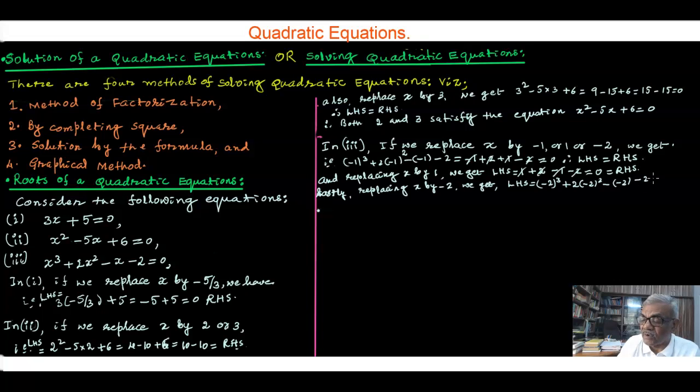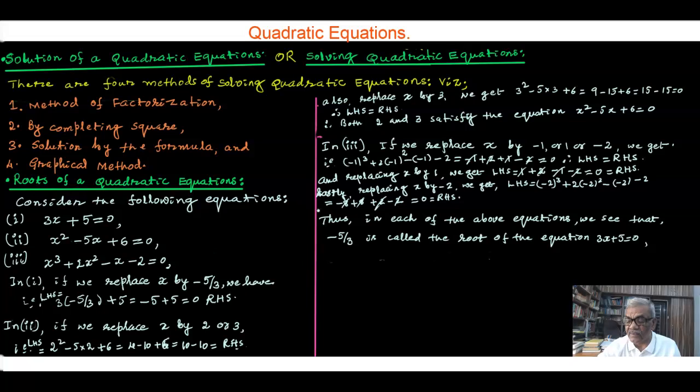and minus 2 only, and that is equal to minus 8 plus 8 and plus 2 minus 2, and these terms are getting cancelled, that is going to be 0, and hence it is RHS. And therefore in the third case, minus 1, 1 and minus 2 are satisfying the equation x cube plus 2x square minus x minus 2 is equal to 0.